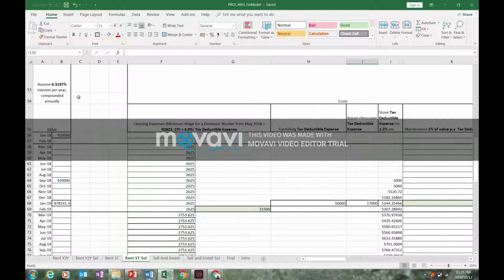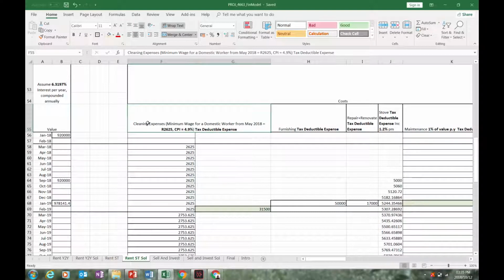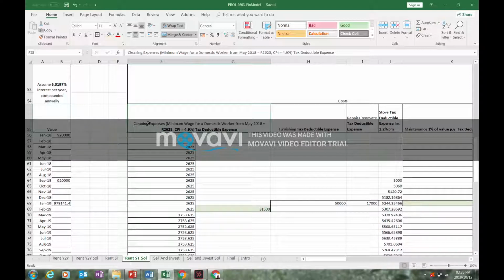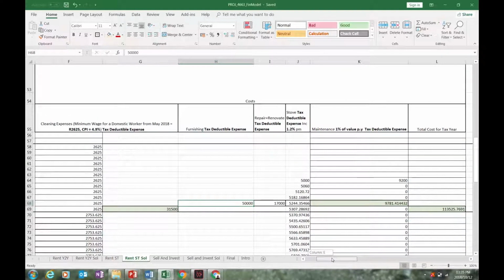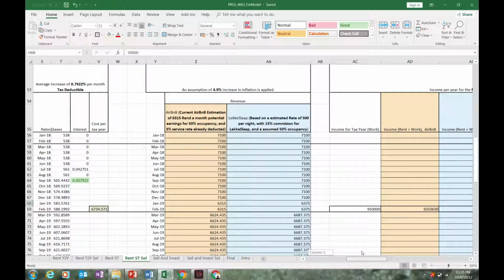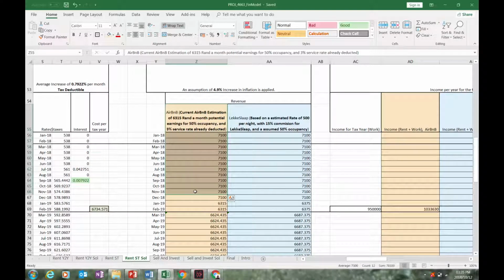Now we'll start with the second scenario, which is renting over a short-term period. When we rent out over a short-term period, we'll need to pay a domestic worker to clean the house at a minimum wage of 2.65%, which increases at a CPI of 4.9%. Then we'll have our extra tax deductible expense over here for furnishing, 50,000 Rand, and all the other principles remain the same.